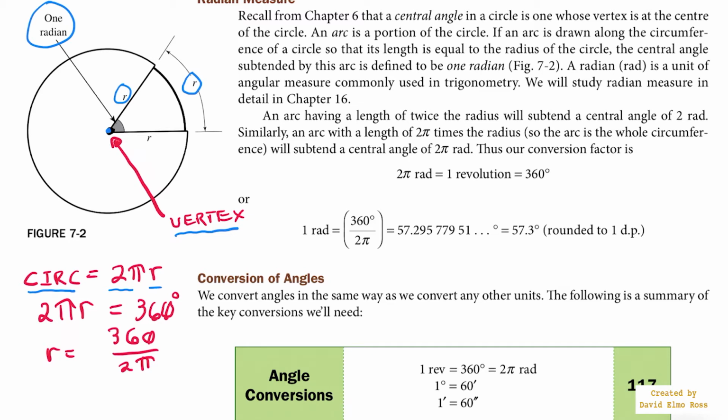That also means 2 pi times the radius is 360 degrees, because 360 degrees is one complete rotation. So if we want, we can write this as radius is equal to 360 over 2 pi, as you can see here, and that's known as 1 radian. 1 radian is equal to 360 degrees over 2 pi, which is approximately 57.3 degrees.